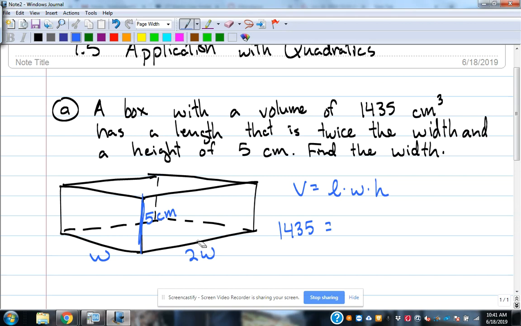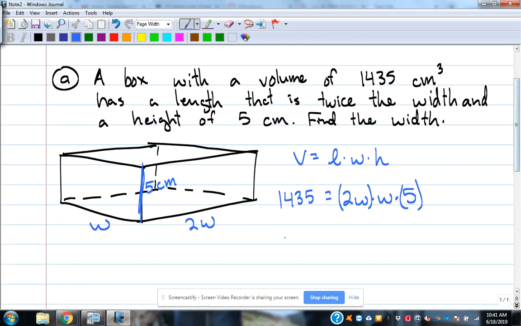We know that the length is twice as long as the width, so that's where 2W comes in, 2 times the width. We don't know the width, so that's W. But we do know that the height is 5 centimeters. Now I have a problem that has all the information they gave me filled in. I plugged in everything that I knew, and then I'm going to simplify it as much as I can. So I've got 1435, and then 2 times 5 would be 10W squared.